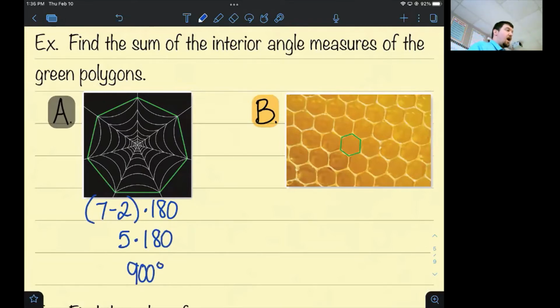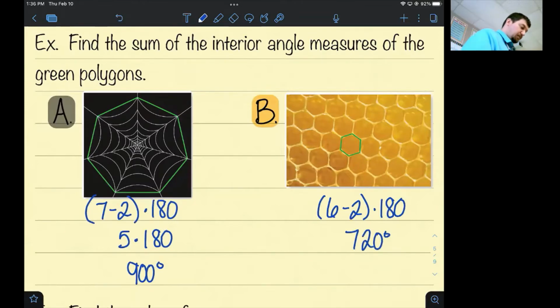Number 5, honeycombs, also geometric. They're all hexagons. They all have 6 sides. So take 6 minus 2 and multiply by 180. Jimmy, what's 6 minus 2 times 180? 720 degrees in every hexagon. All right, don't forget to label.